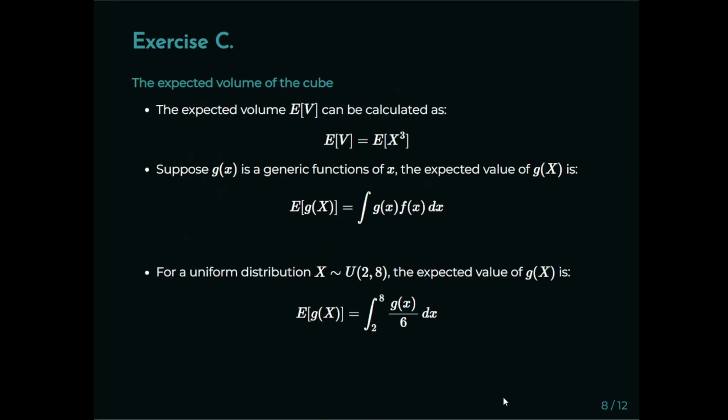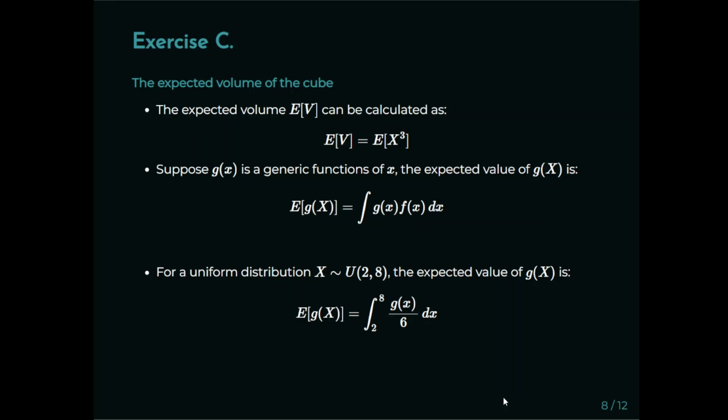Okay, so moving on to exercise C, we're looking at the expected volume of the cube. So this is given as follows. We recall that V is the volume, and the expected value of the volume is the expected value of x cubed. Now, just recall, suppose g(x) is a generic function of x. The expected value of g(x) equals the integral of g(x) times f(x) dx. g(x) could be x, x cubed, x squared, square root of x, and so on. So g just means generic. It's a placeholder for all of the possible types of functions in x.